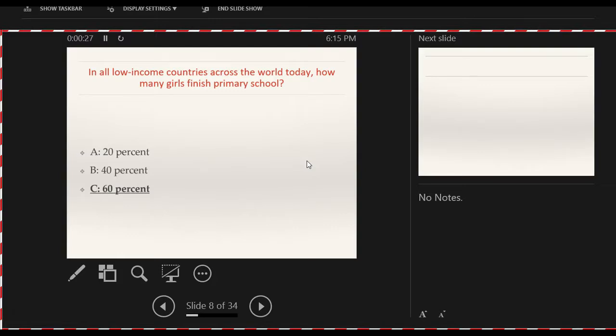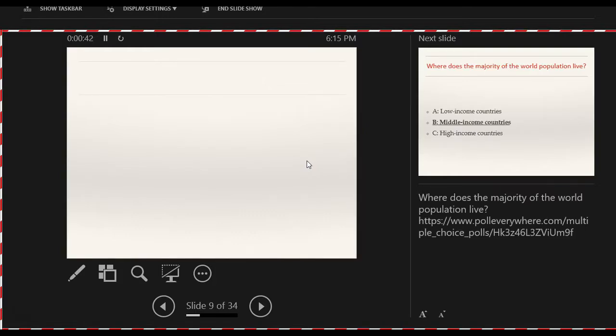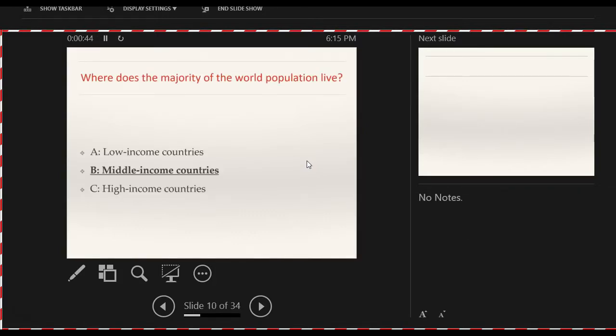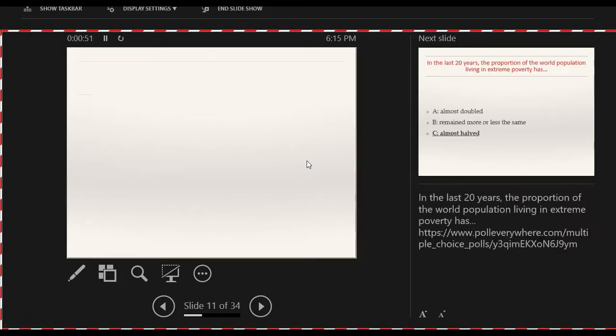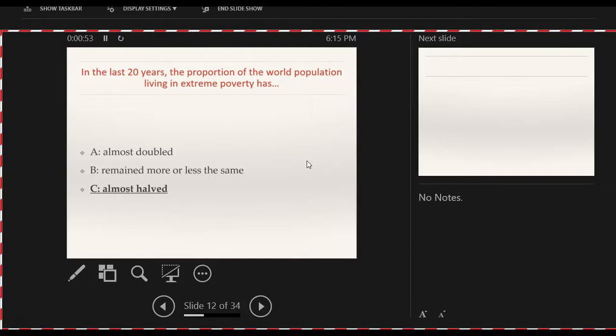In all low-income countries across the world today, how many girls finish primary school? Yes, thank you, C. You all nailed it. C, 60%. So in 60% of all low-income countries, girls finish primary school. Where does the majority of the world population live? The majority of the world population actually lives in middle-income countries. In the last 20 years, the proportion of the world population living in extreme poverty has nearly halved.